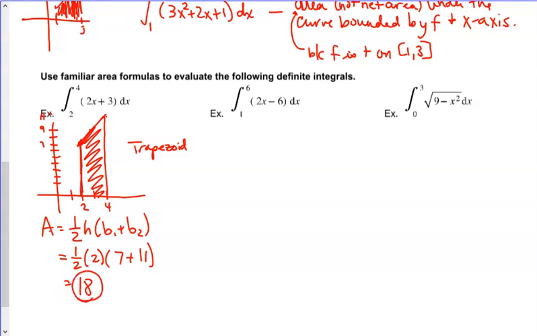And we can do that when we are familiar with the function, okay, and the shapes that it's creating. What about this line, 2x minus 6? Well, I'm going to start off here.